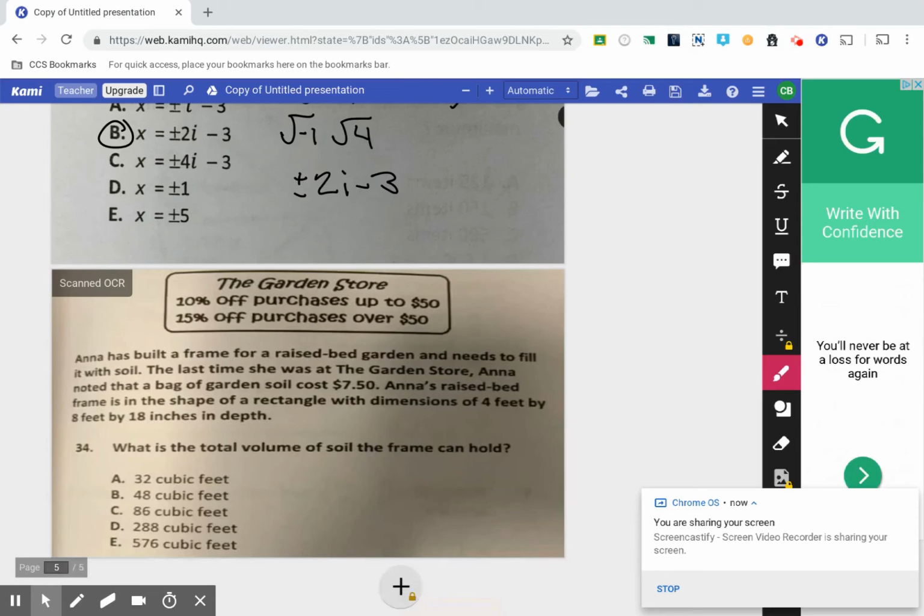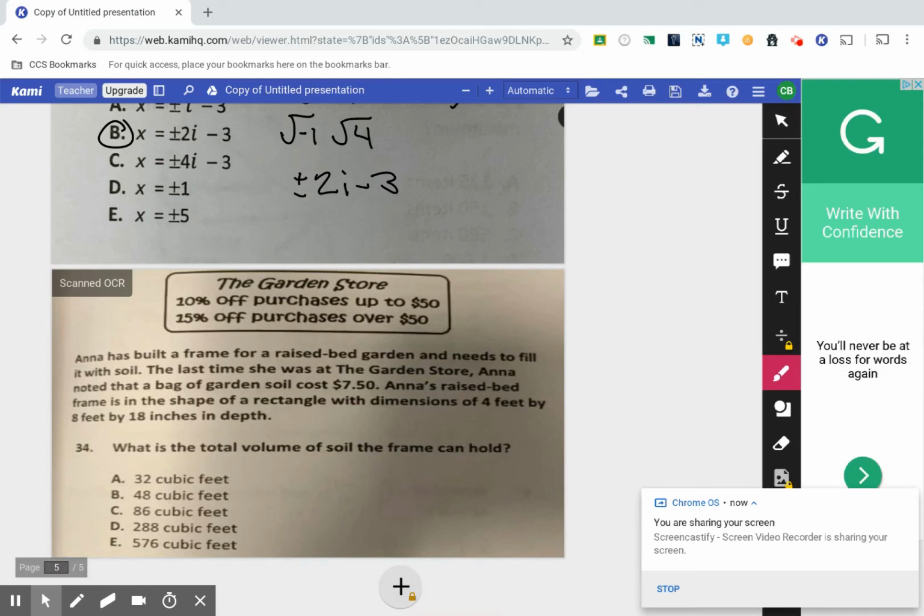So it reads, Anna has built a frame for a raised bed garden and needs to fill it with soil. The last time she was at the garden store, Anna noted that a bag of garden soil was $7.50. Anna's raised bed frame is in the shape of a rectangle with dimensions of 4 feet by 8 feet by 18 inches in depth. What is the total volume of the soil that the frame can hold?